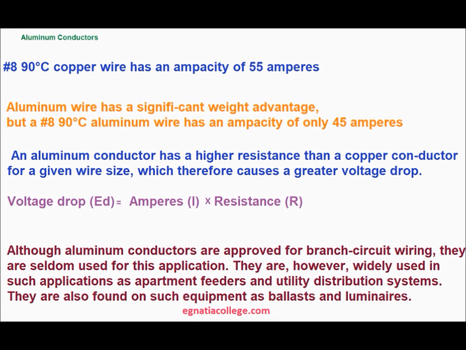An aluminum conductor has a higher resistance than a copper conductor for a given wire size, which therefore causes a greater voltage drop. Voltage drop is equal to amperes times resistance. Although aluminum conductors are approved for branch circuit wiring, they are seldom used for this application. They are, however, widely used in such applications as apartment feeders and utility distribution systems. They are also found on such equipment as ballasts and luminaires.